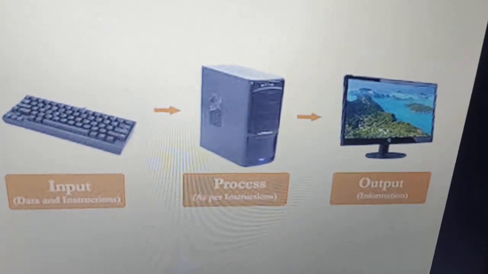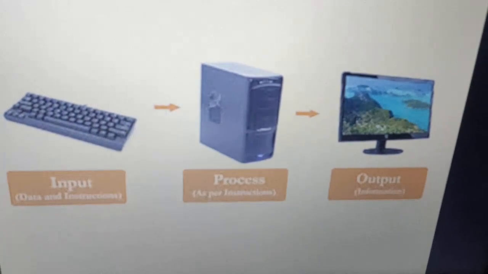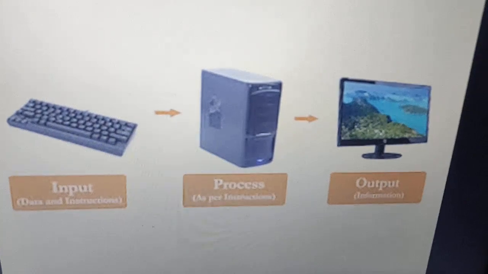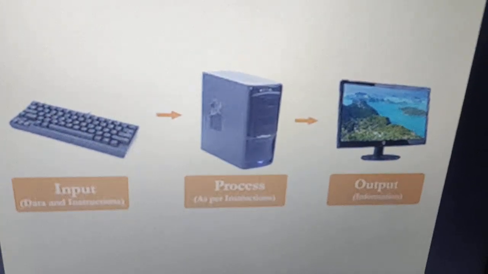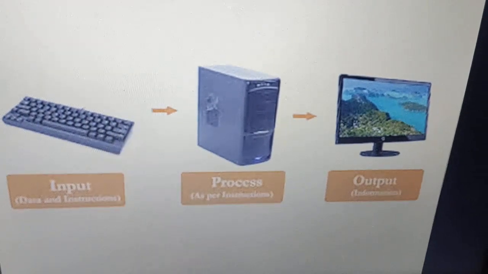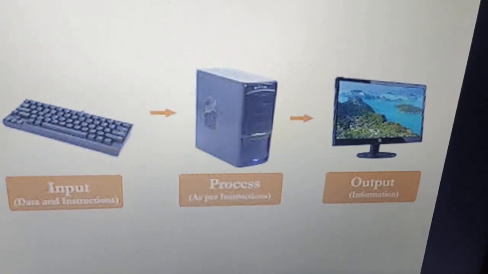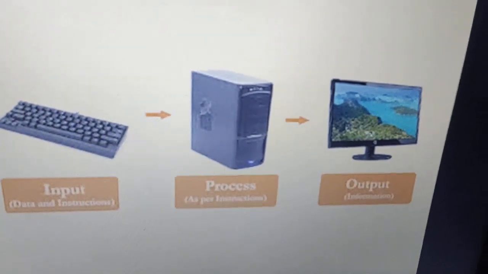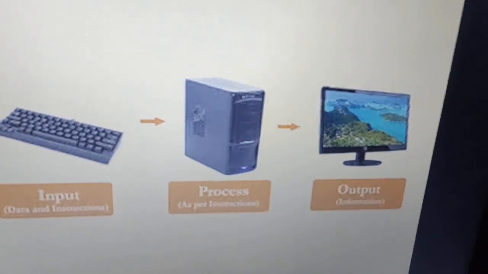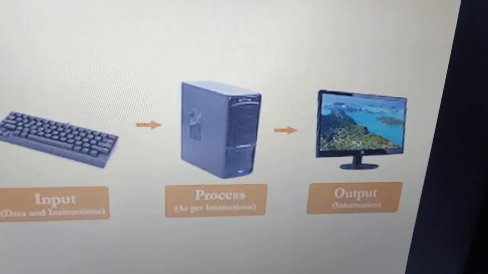Now here, what is input? So input may be any data and instructions which we give to the computer. Who processes it? CPU. With the help of CPU, the computer does every type of processing, and as the result we get complete information. So that is the example of output.